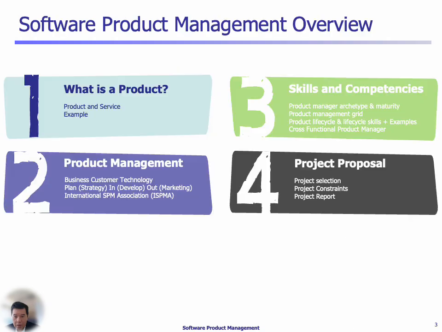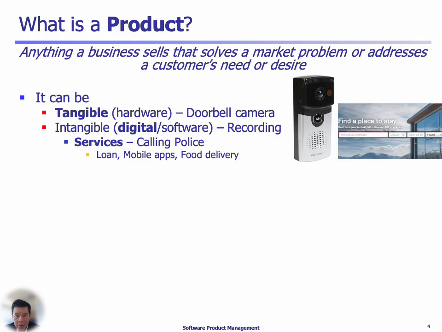Here are the contents. We begin with what is a product. A product is anything that a business sells that solves a market problem or addresses a customer's need or desire. It can be a tangible thing such as a doorbell camera, or it can be intangible such as the recording from the doorbell camera. And it can also be a service. For example, if your doorbell comes with an emergency bell that you can press to call the police.